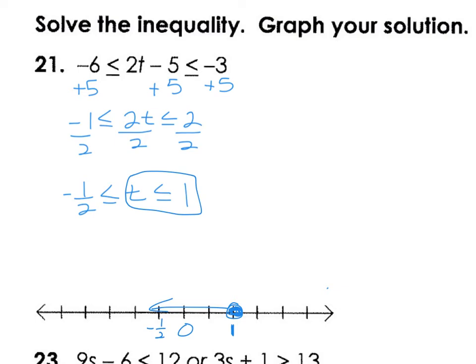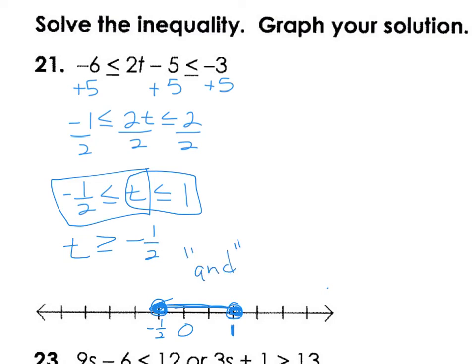Now, the second part is we're going to flip this. So if you take that and you flip it, you would get t is greater than or equal to negative 1/2. So this would be also a shaded in circle at negative 1/2 going in this direction. And this is a classic example of an and. Let's take a look at the next problem.